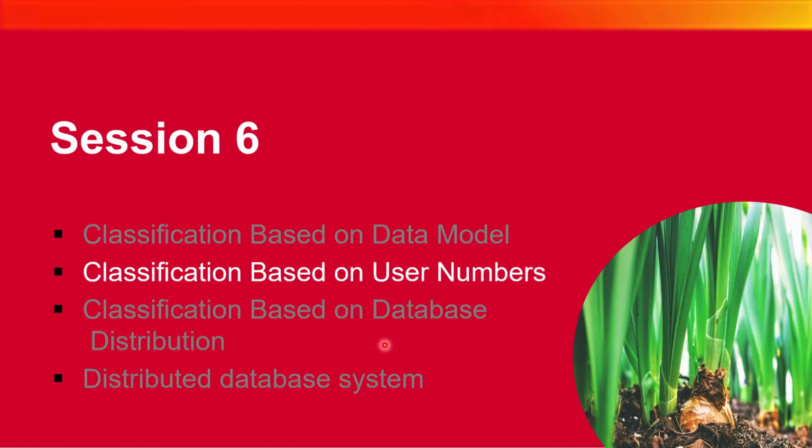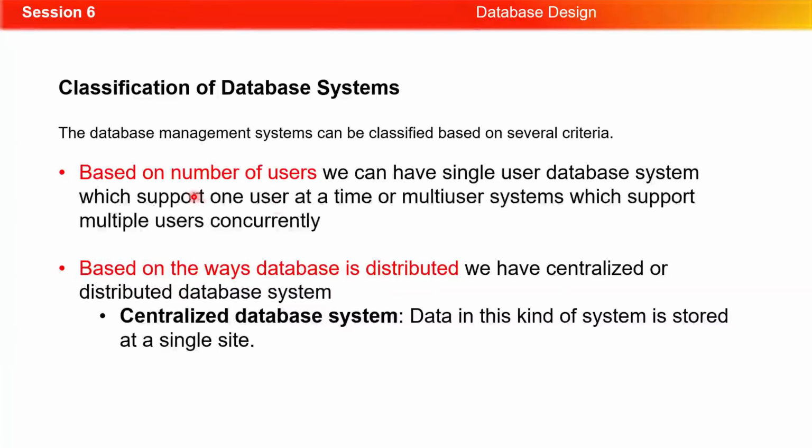Welcome back to this video. This is video 7. We are still on section 6. In this video, we will talk about database classification based on user numbers. So we can classify our database system, or how it is built or designed, based on the number of users, where the number of users can be a single user, which would be a rather simple design, and where we could support either one user at a time or multiple users or multiple systems which support multiple users concurrently.